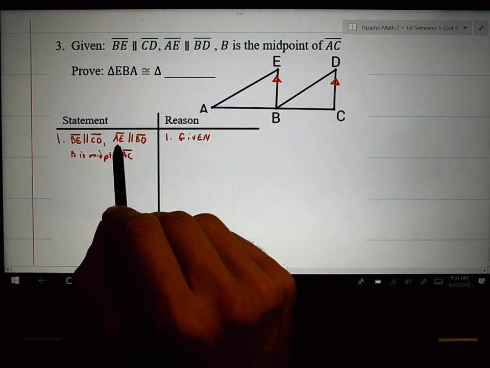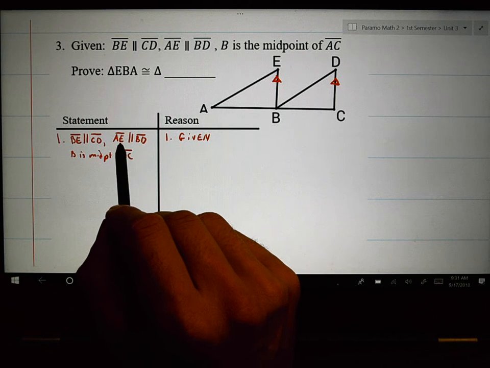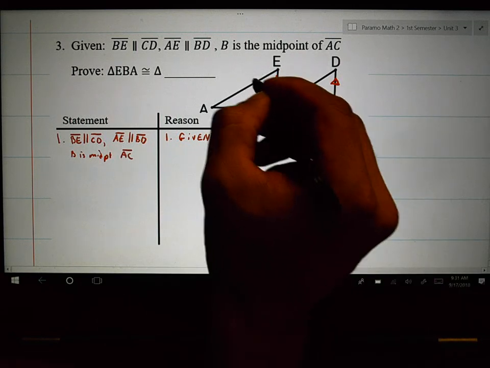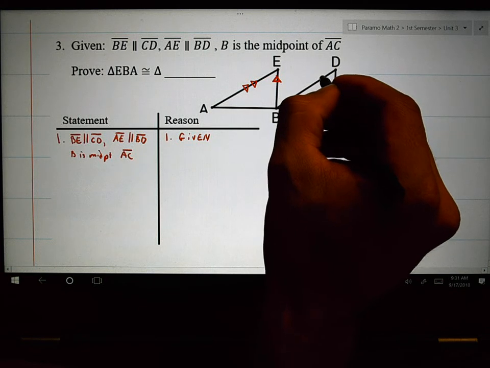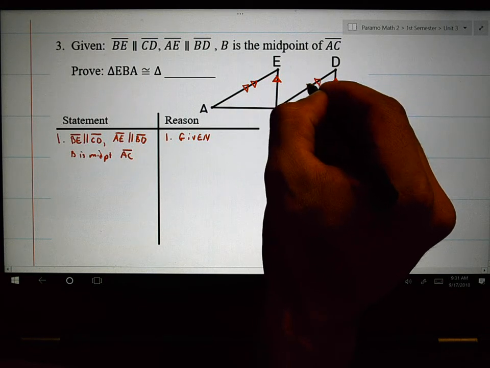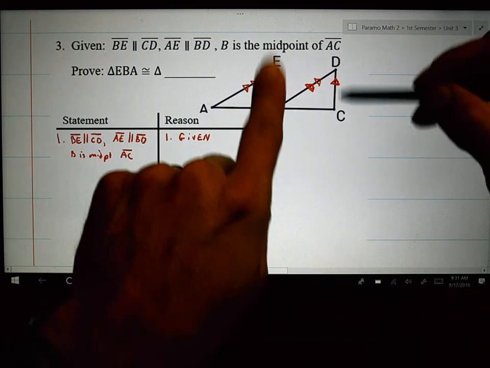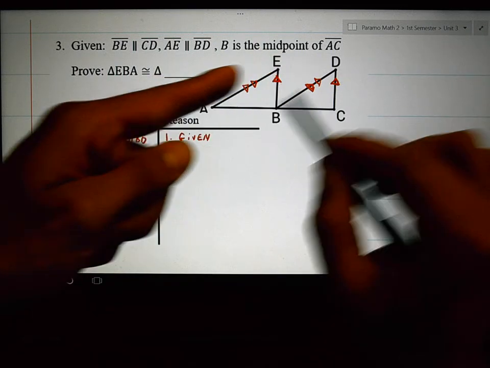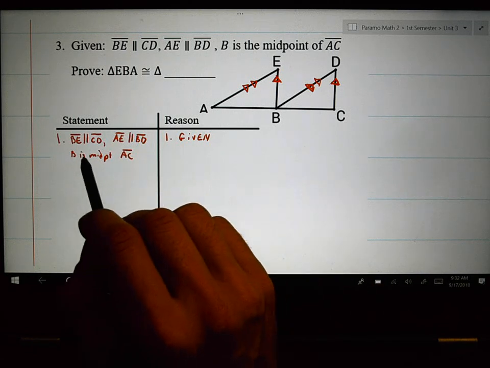Then I'm also given that AE is parallel to BD. Since that's my second piece of information, I usually will draw 2 arrows since they're parallel. It does not mean congruent. It just means parallel. So I know that these are parallel, and I know that these are parallel. And the last thing that was given to me is that B is a midpoint of AC.